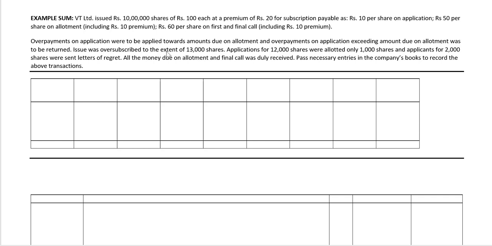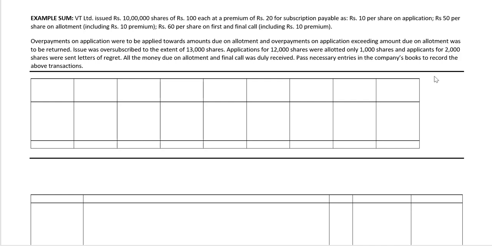Overpayments on application were to be applied towards the amount due on allotment, and overpayments on application exceeding the amount due on allotment was to be returned. Issue was oversubscribed to the extent of 13,000 shares. Applications for 12,000 shares were allotted only 1,000 shares, and applicants for 2,000 shares were sent letters of regret. All the money due on the allotment and the final call was duly received. Pass the necessary journal entries in the company's books to record the above transactions.